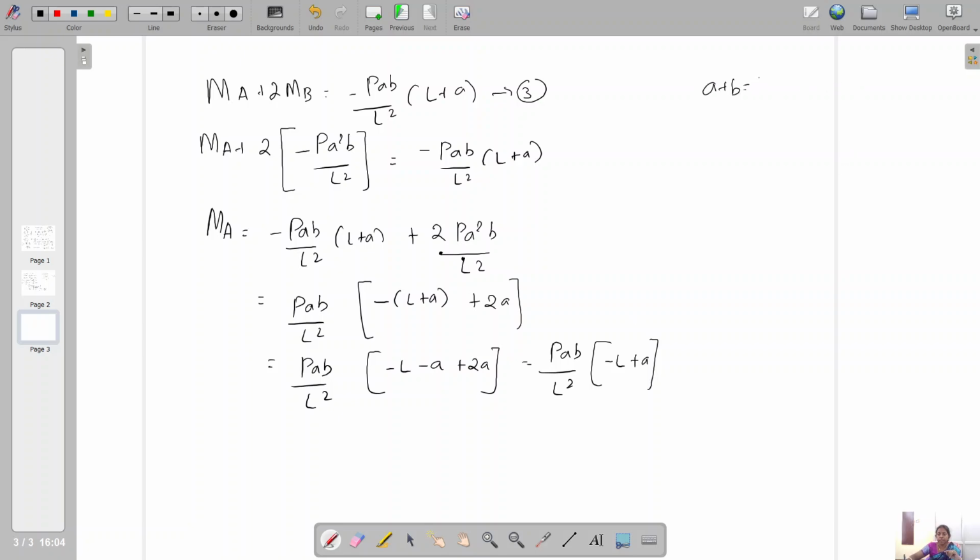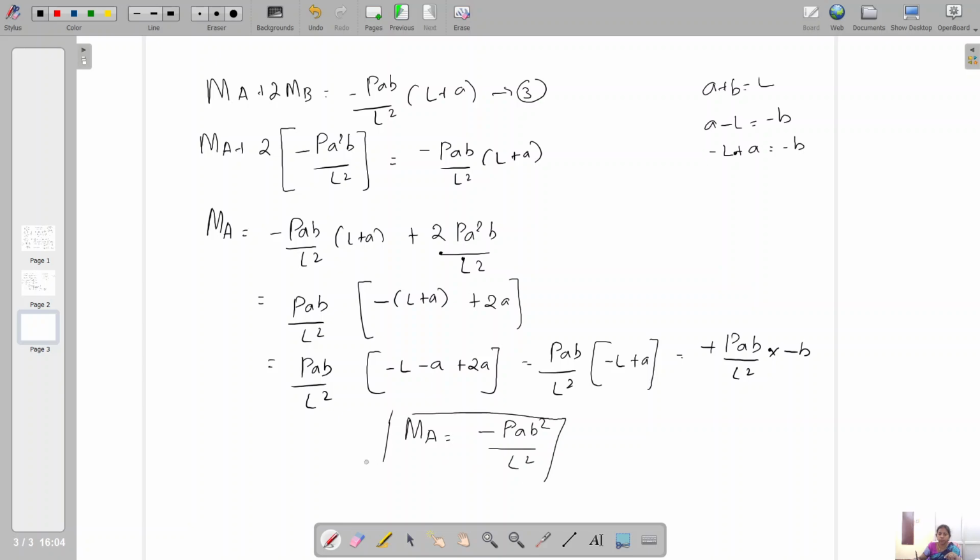From the basic span condition A plus B equal to L, bring this L to the left side and B to the right side: A minus L equal to minus B. Otherwise, we can write minus L plus A equal to minus B. You can replace minus B instead of these terms. So PAB by L square into minus B. Finally, MA equal to minus PAB square by L square.